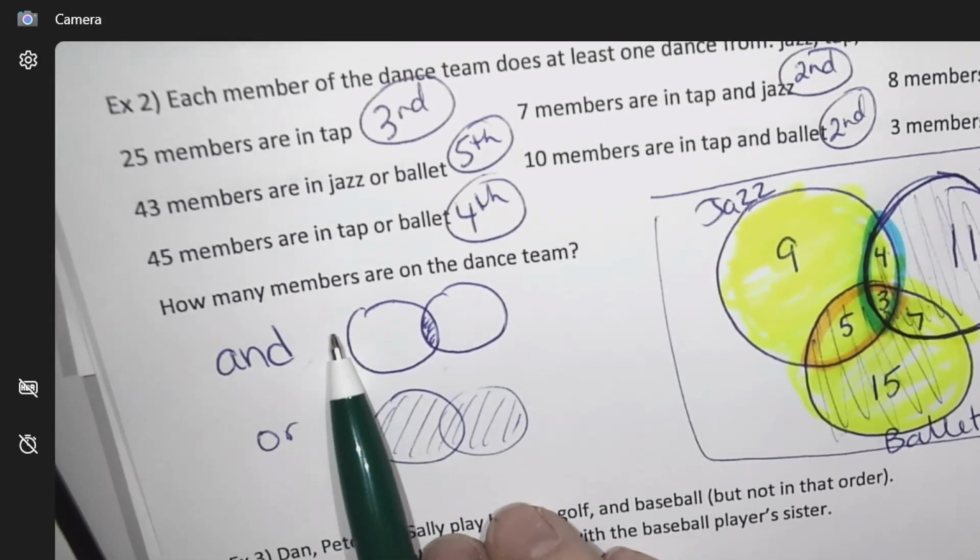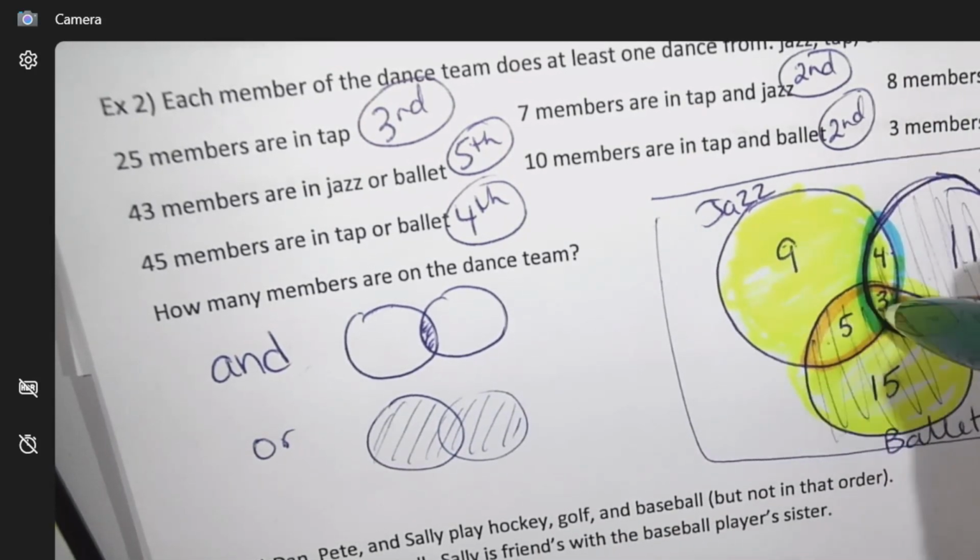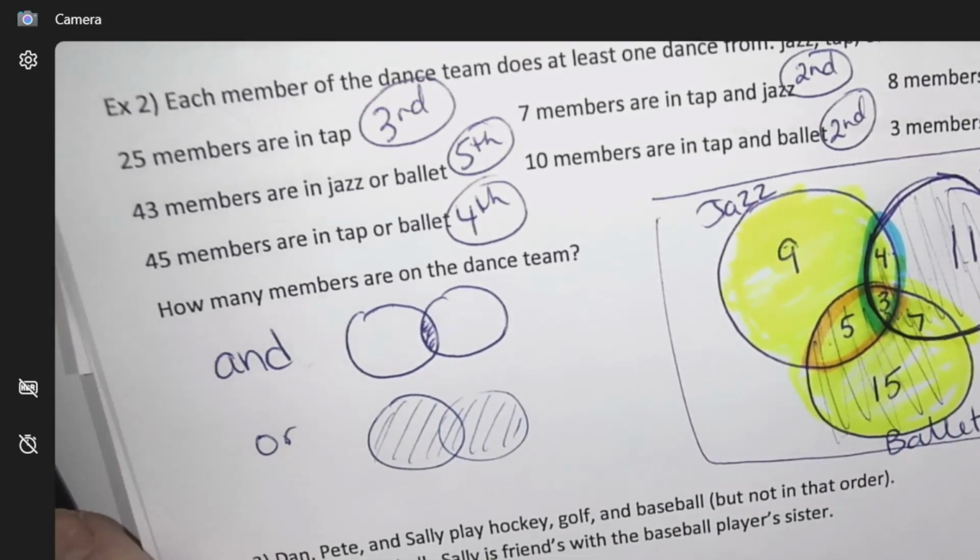Okay, so my question was, how many people are on this dance team? So you need to add up every single number that you had in there.